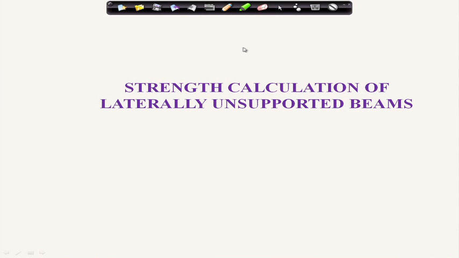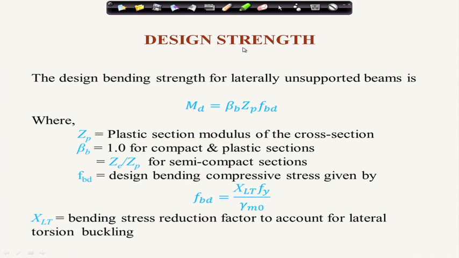Based on the last lecture, now we will go to one worked example and we will see how to calculate the design bending strength of a member which is laterally unsupported. So, before going to that example, first I will show a glimpse of the lecture of what we have discussed.